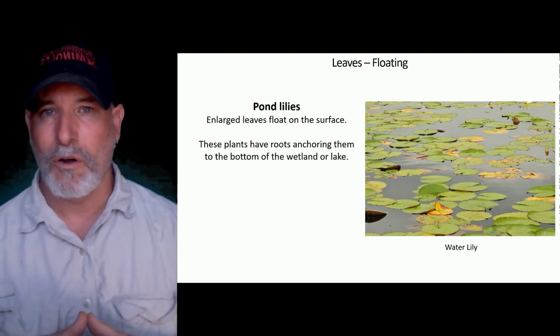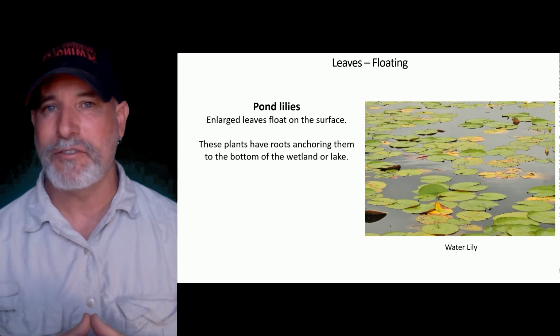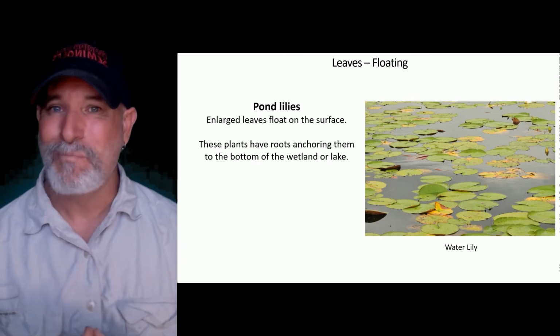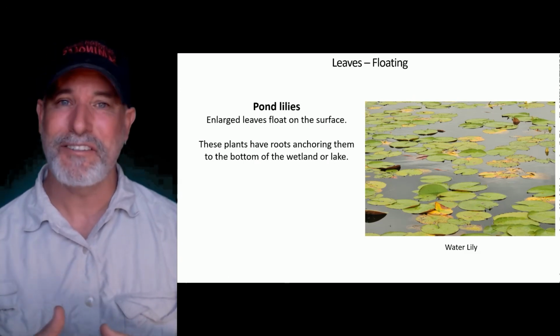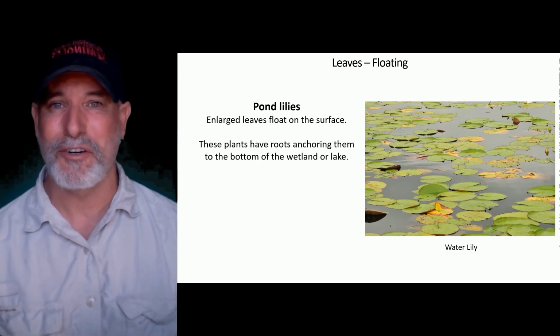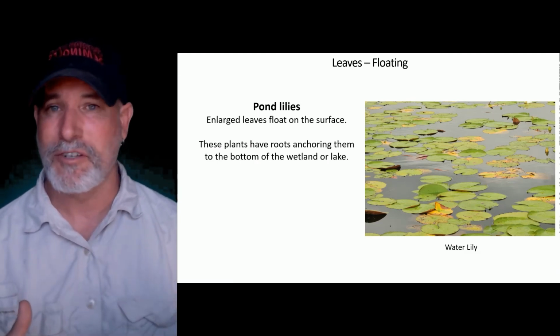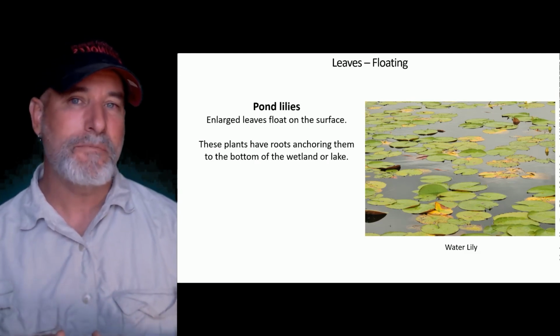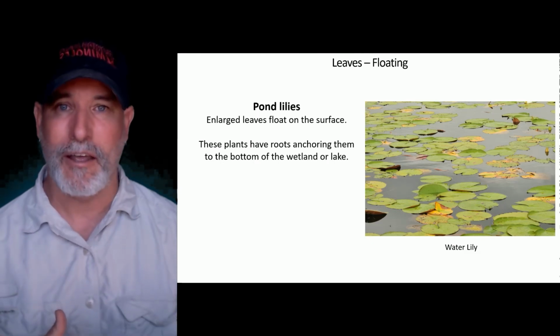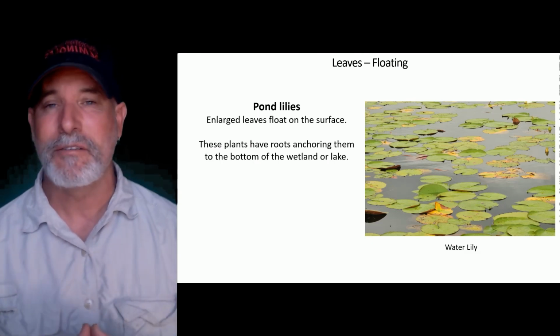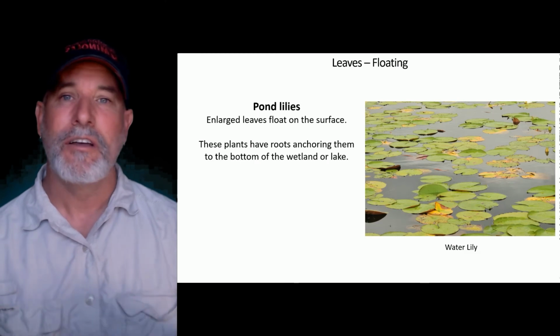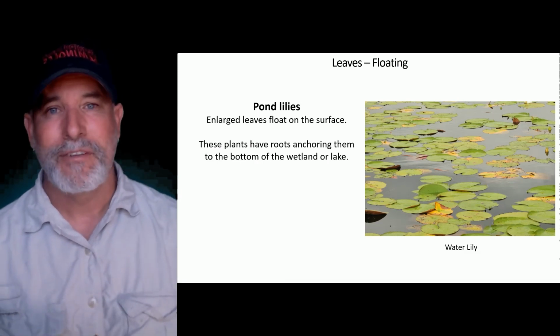Of course, you have other types of floating leaves, like a pond lily. Now, a pond lily has these enlarged leaves that float on the surface and they intercept sunlight. But the difference between them and a floating plant like the water hyacinth or water lettuce is they actually have roots that are growing from the bottom.